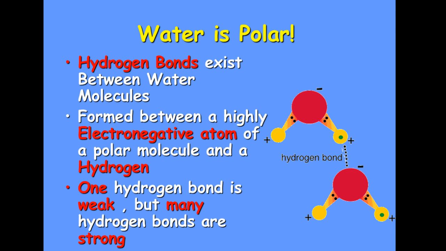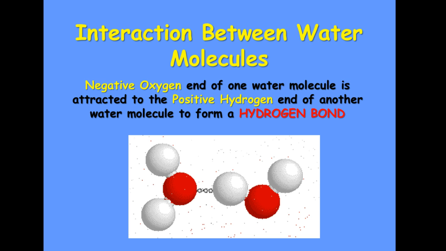They are formed between a highly electronegative atom of a polar molecule and a hydrogen. If you'll look at the polar molecule on the screen, which is water, notice that one end, which is more positive, which is hydrogen, is being attracted to the other end, which is more negative because it's holding more than its fair share of electrons, and that is creating the hydrogen bond. One hydrogen bond is very weak, but when you have several of them, they are very strong, which occurs in water.